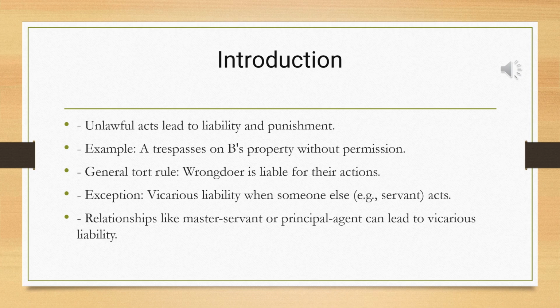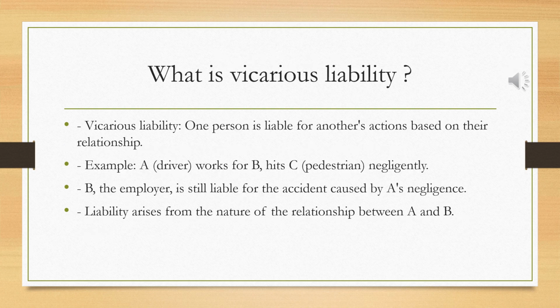This is the general rule of torts, but in some situations, a person can be made liable even if he has not done any wrong. If it is done by some other person with whom he shares a certain relation, such as master and servant or principal and agent, in these cases, his liability is called vicarious liability. Now, briefly understanding what is vicarious liability.